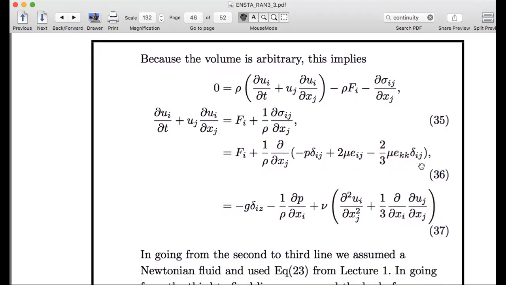So that's the Navier-Stokes equation 36, or you can rewrite it as a more familiar form, version 37. Okay, so I think I've responded in detail to your question. Was there another question?